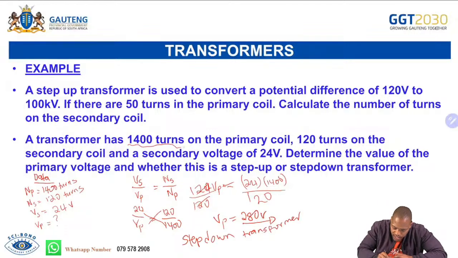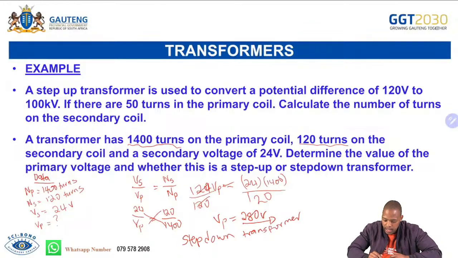Right? But I could have been able to tell this answer without doing these calculations by looking at the number of turns. If I look at the number of turns in the primary, there are 1,400 turns, and in the secondary, I have 120. So I have more windings on the primary coil than I do on the secondary coil. That just clearly indicates to me that this is a step down transformer. Right, so that is it when it comes to transformers as well.